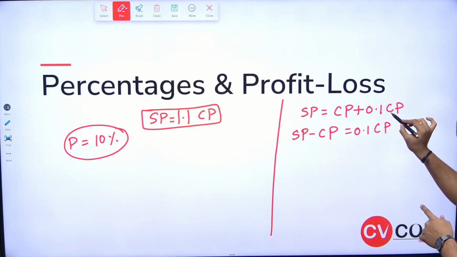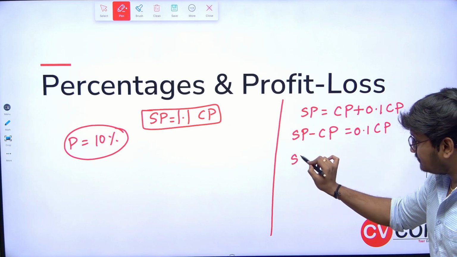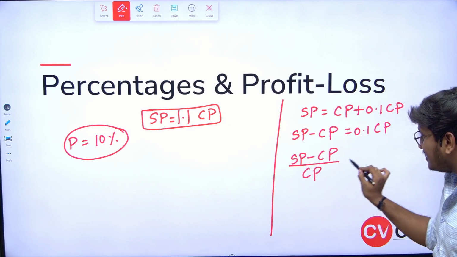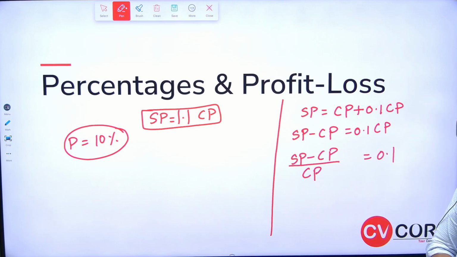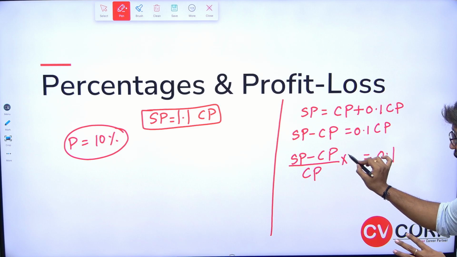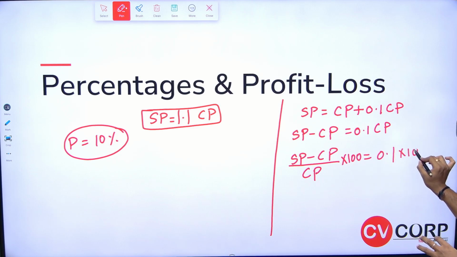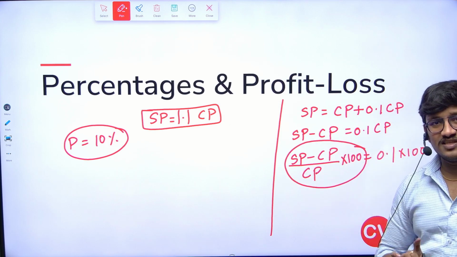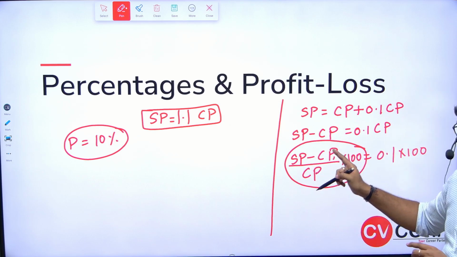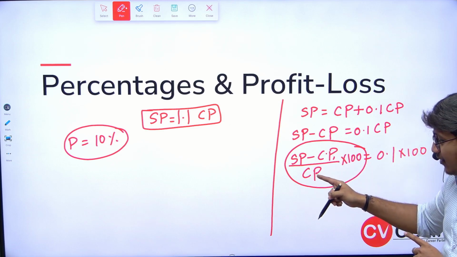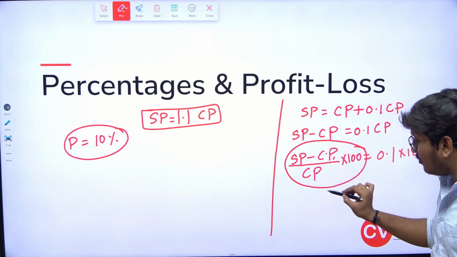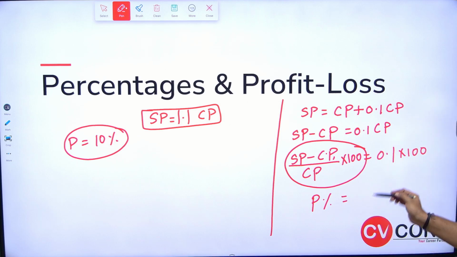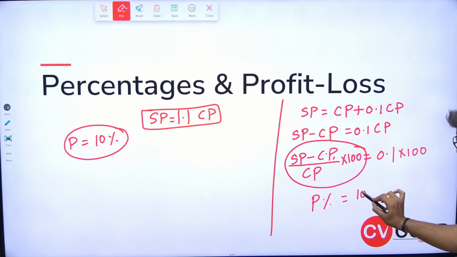Now again I'm taking this cost price to the other side, so it becomes selling price minus cost price divided by cost price is equal to 0.1. Now I'm multiplying by 100 on both sides. If you observe, this formula we already discussed in yesterday's class. Selling price minus cost price indicates it's a profit. Profit by cost price into 100. This entire formula is for finding profit percentage. Am I right? So profit percentage is equal to 0.1 into 100, which gives you 10% profit.